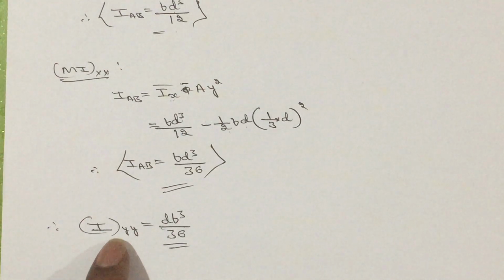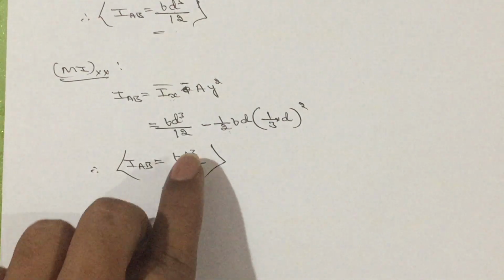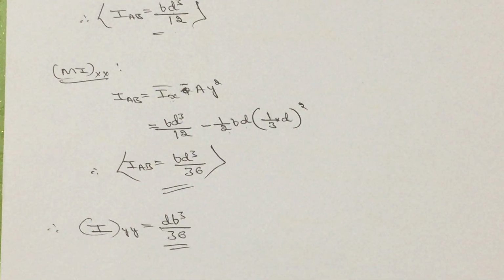Similarly, I_yy you are going to get, writing it directly, d b cube divided by 36. That is all. In this procedure we can derive the moment of inertia of some other geometrical figures. Thank you.